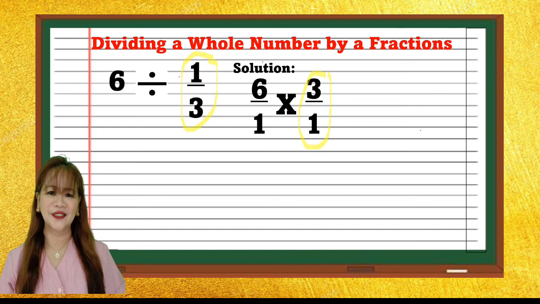And then go to multiplication process, magiging 18/1. So, 6 times 3 equals 18. 1 times 1 equals 1. So, your final answer is 18, because 18 divided by 1 is 18.